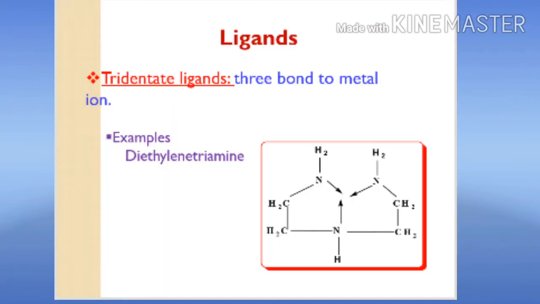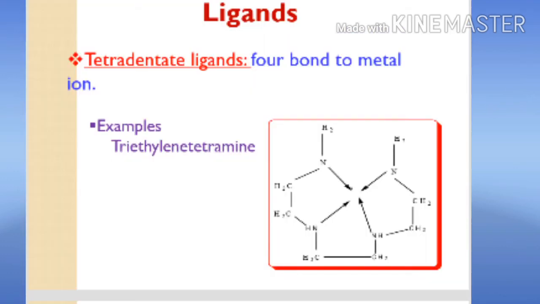An example of a tridentate ligand is diethylene triamine, which contains 3 nitrogen atoms which act as donor atoms to the central metal atom or ion, and in this way there is a formation of 2 rings. We can see in the image, when nitrogen donates their lone pair of electrons to the central metal atom, they form rings, and therefore they are called chelating agents.